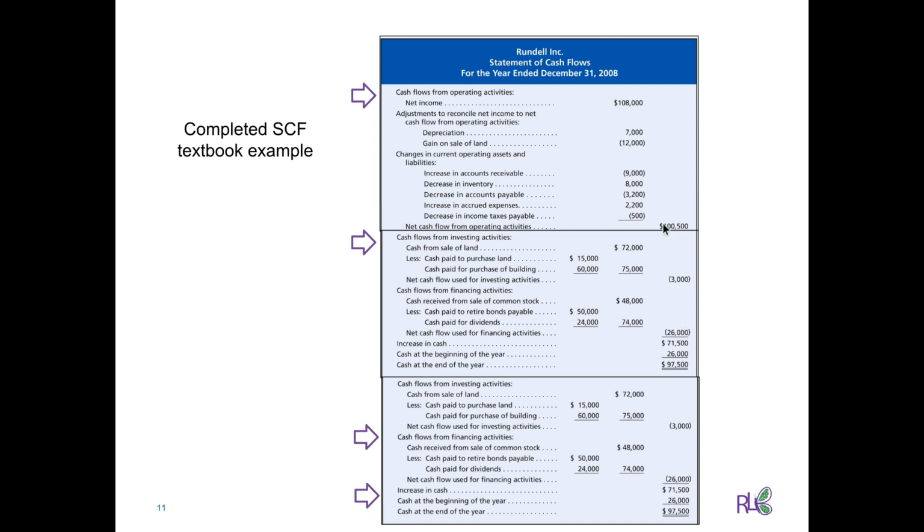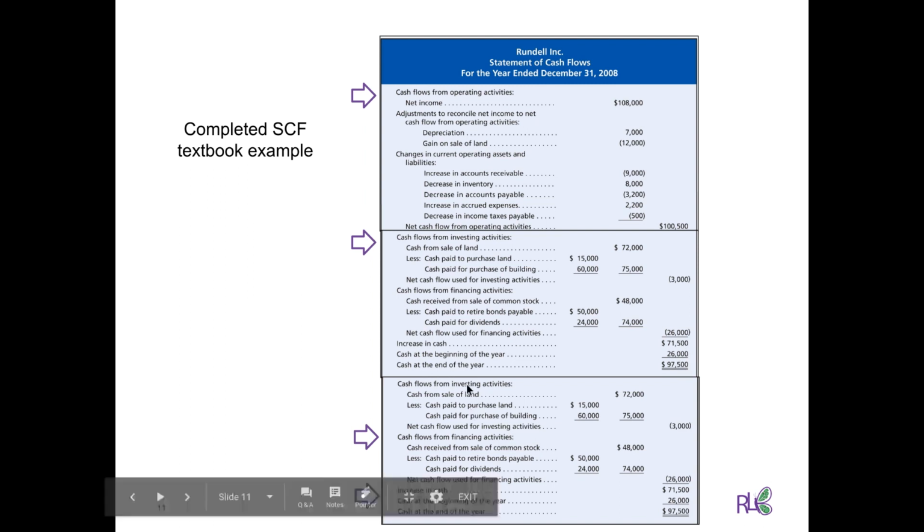Then we add all three together. $100,500, a negative $3,000, and a negative $26,000. It shows that we have an increase in cash of $71,500. Okay, because if you notice, our positive cash up here is more than our negative cash. The beginning of the year balance was $26,000, and the end of the year balance was $97,500. So if you notice in the book when they did the subtraction between these two amounts, it equaled the $71,500, which is your change in cash. Disregard this bottom part. It is a duplicate of the middle part.